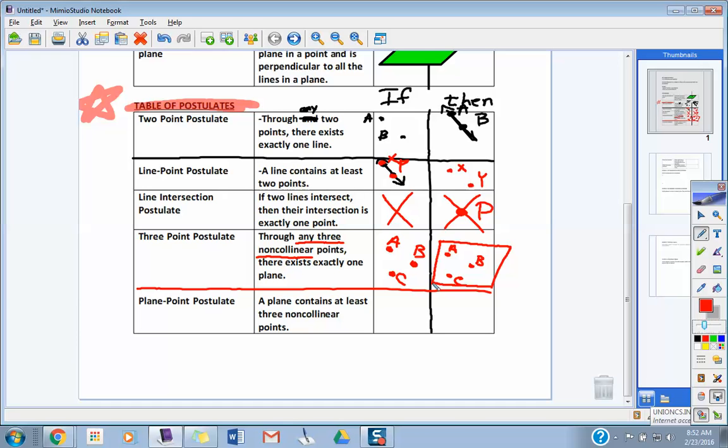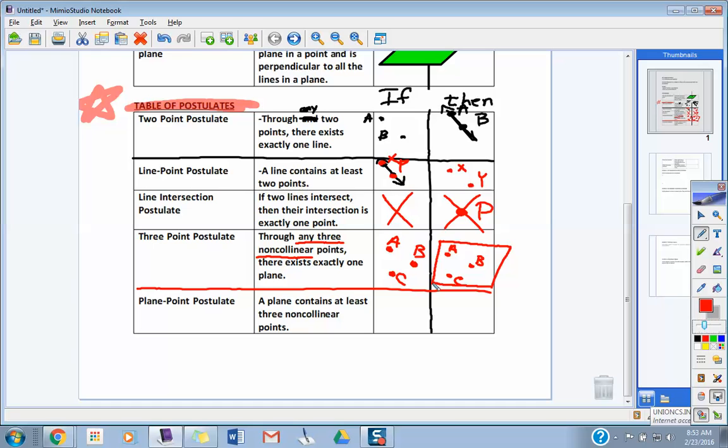Kind of like the 2-point postulate. The 2-point postulate said you have 2 points, you have a line. Switch it around. You have a line, you have 2 points. Well, what if I switch this around and go to the plane point postulate? Basically saying if you have a plane, then what do you have? If you have a plane, what do you have? 3 points that are, what's the word?